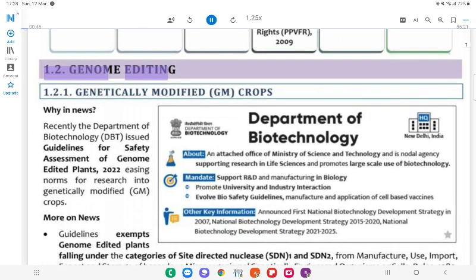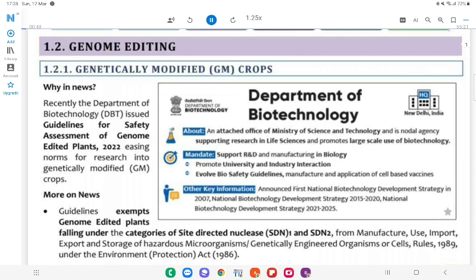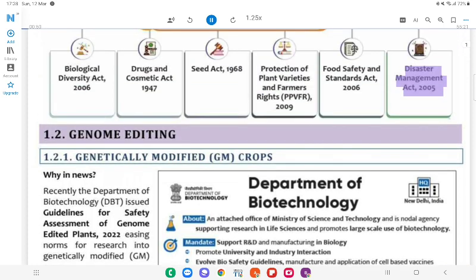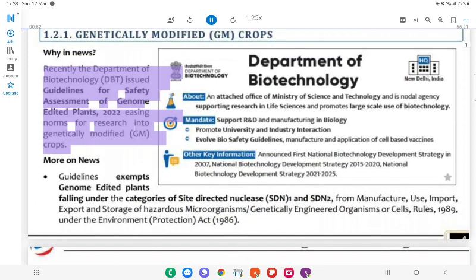1.2. Genome Editing. 1.2.1. Genetically Modified, GM, Crops. Disaster Management Act 2005. Why in news? Recently, the Department of Biotechnology, DBT, issued guidelines for safety assessment of genome-edited plants 2022, easing norms for research into genetically modified, GM, crops.